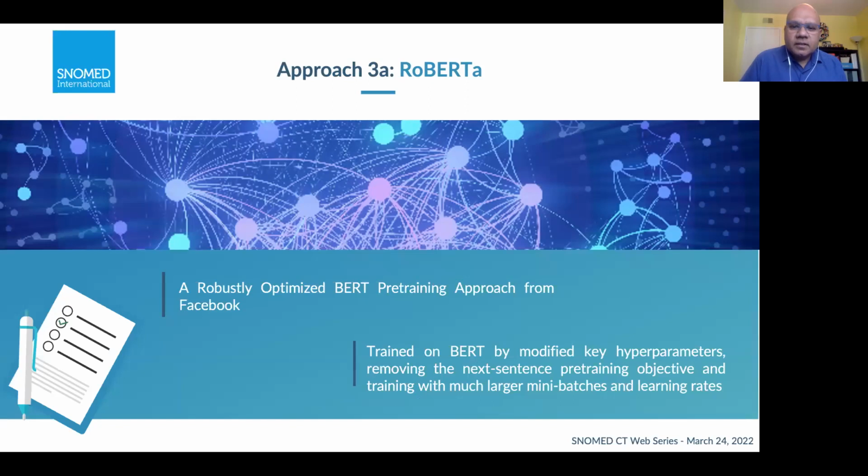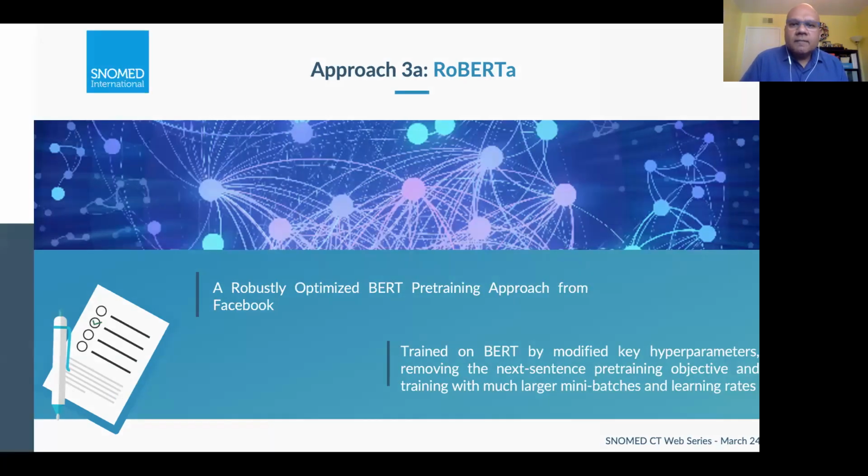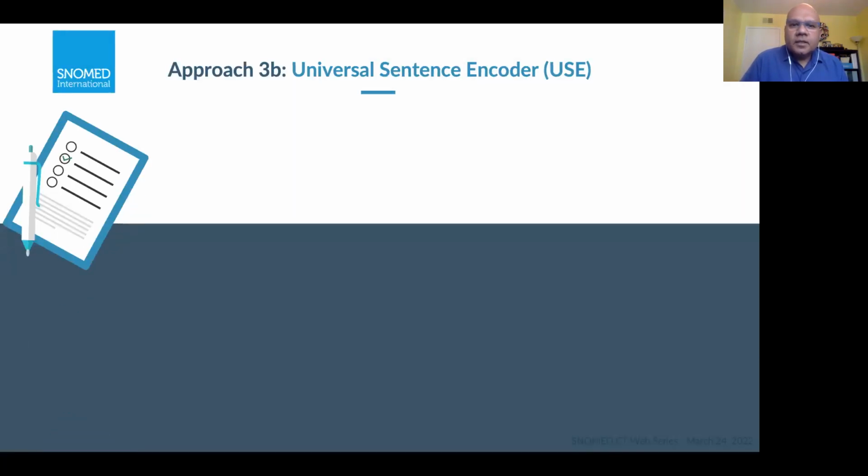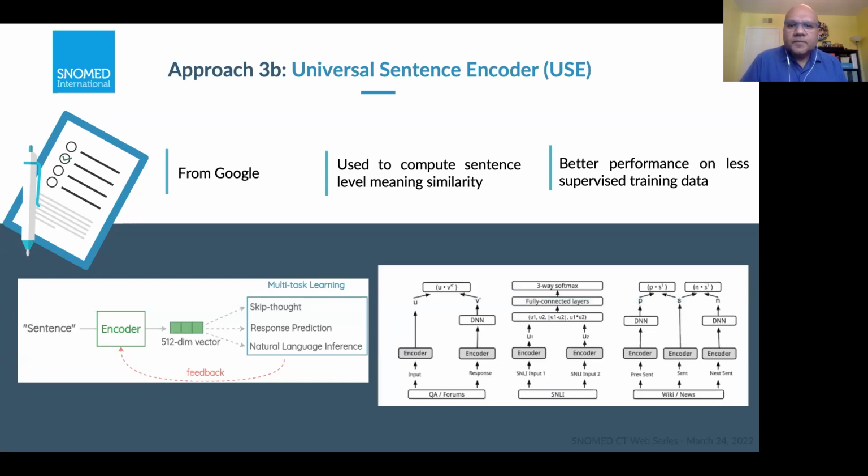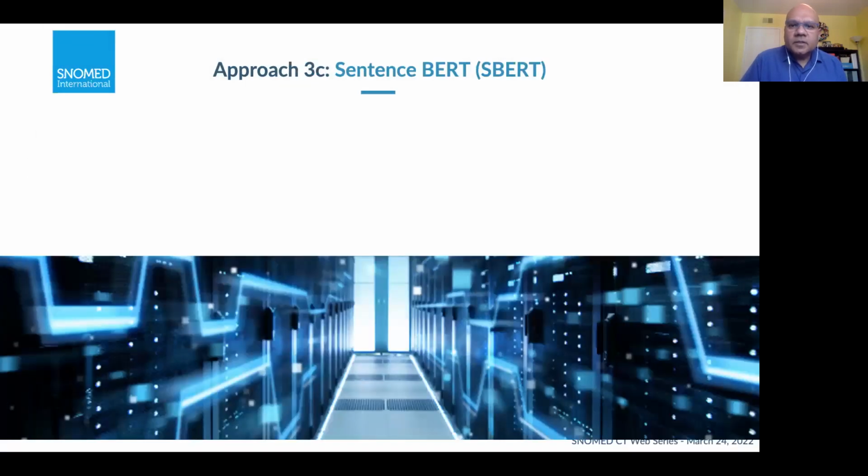Because they're optimized for specific ones, I'm not going to go into how they're optimized. You can just Google them and you'll find lots of references for this. The second one is Universal Sentence Encoder, or USE, and that's again from Google. And again, I'm not going to go into the details of this. The third one is sentence BERT, or SBERT.